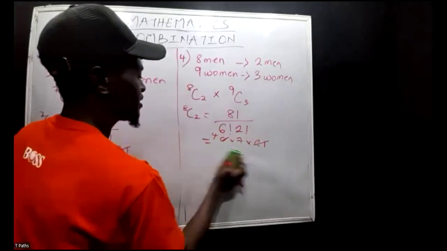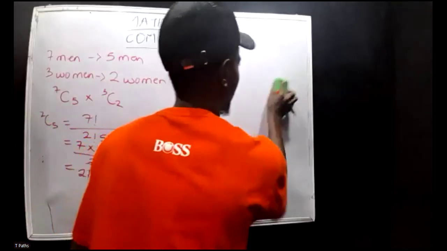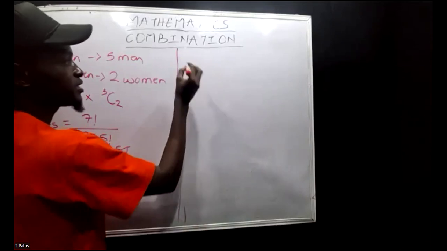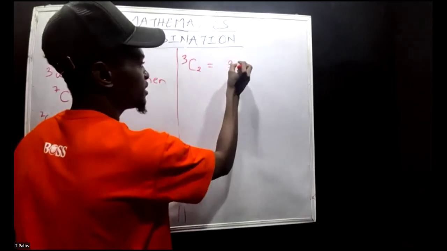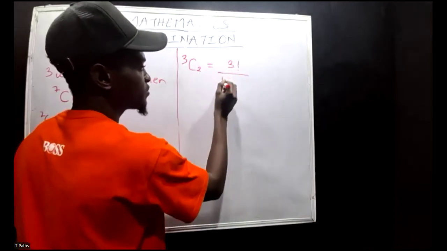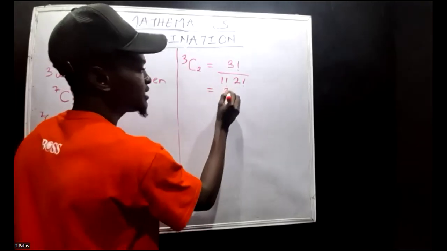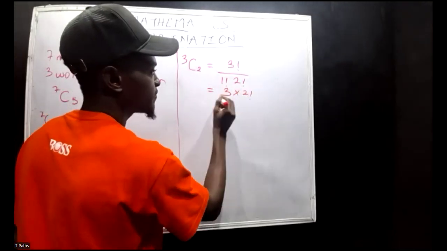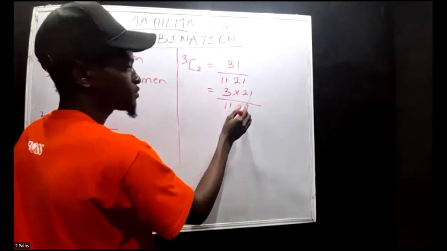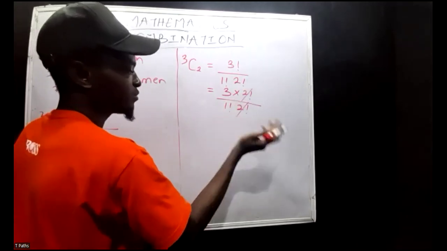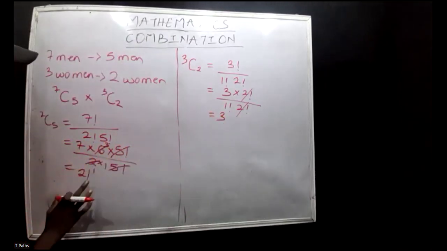Now solving for the other part. We are selecting 2 women from 3. That's 3 combination 2, which is 3 factorial over 3 minus 2 factorial, which is 1 factorial, times 2 factorial. 3 factorial is 3 times 2 factorial, divided by 1 factorial times 2 factorial. 2 factorial cancels out 2 factorial, 1 factorial is 1, and we are left with 3. So we have gotten the one for women to be 3 and the one for men to be 21.